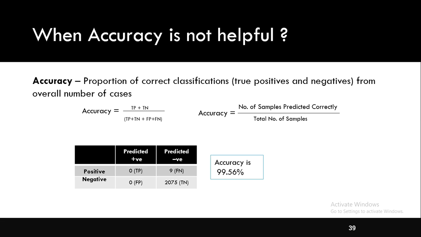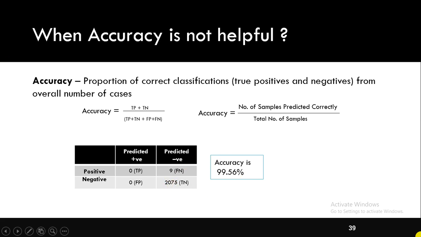Accuracy is misleading. Though the accuracy looks so impressive, it is not detecting even a single spam email. The model failed to predict even a single spam email, but it says the accuracy is 99.56%. The reason is the data is imbalanced here.